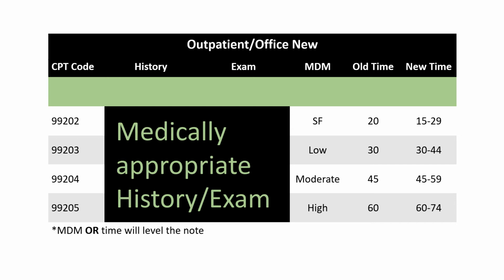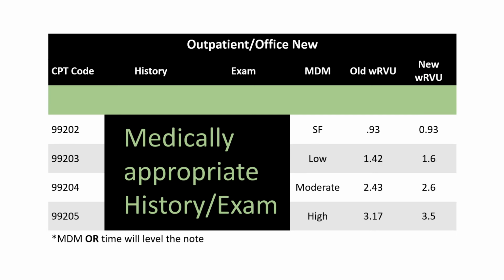When we look at the old time for these codes, those are the breakdowns, and we switched them to ranges. Like 99204, which is a very common code that I would bill, went from 45 minutes to 45 to 59 minutes. Those are the old times in the old system, and the new times are over to the right. Let's look at RVUs. For 99202, it's the same. But if you look at a 99204, it went from 2.43 to 2.6. I think that's a significant bump in an environment where a lot of work RVUs are going down. We are increasing these E and M codes.